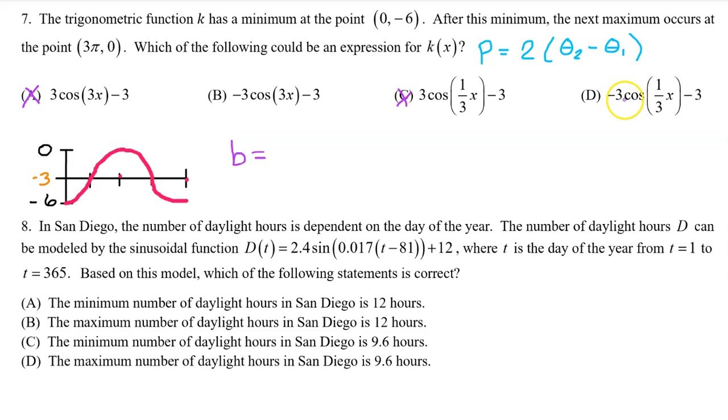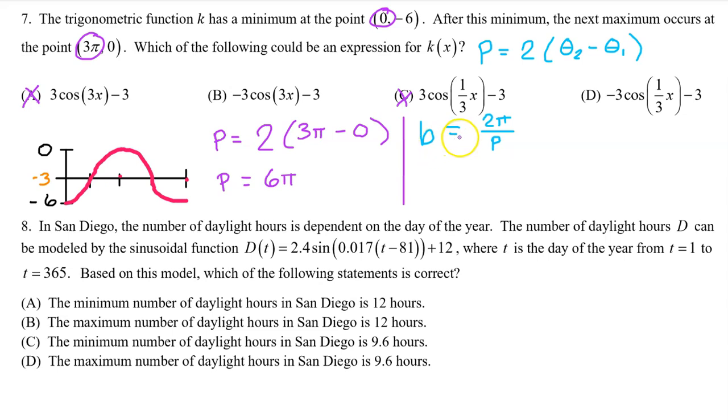We can decide between the remaining two options by calculating the b value and then seeing which one of these is a match. However, to find the b value, first we need the period. We have learned that the period is always double the horizontal distance between consecutive max and min. In other words, the period is 2 times theta 2 minus theta 1, where theta 2 and theta 1 are the input values of consecutive max and min. So in this case, the period will equal 2 times 3 pi minus 0. Ignoring the 0, we find that the period is 6 pi.